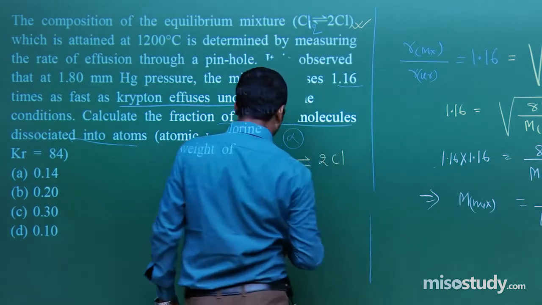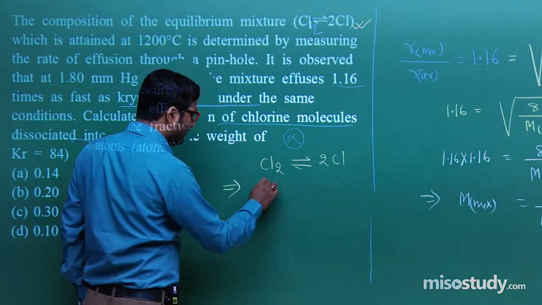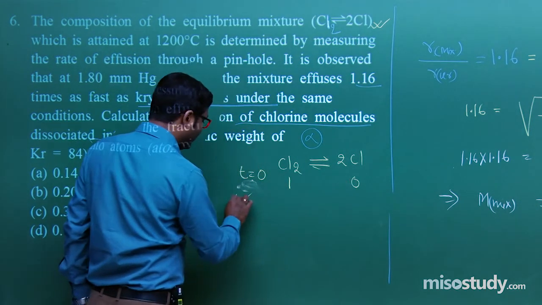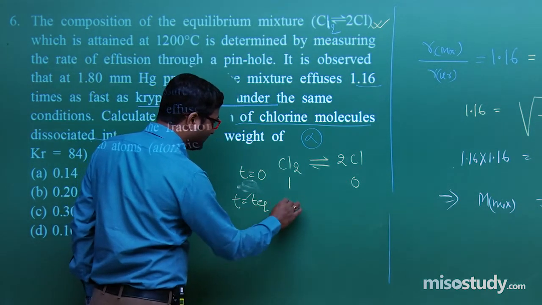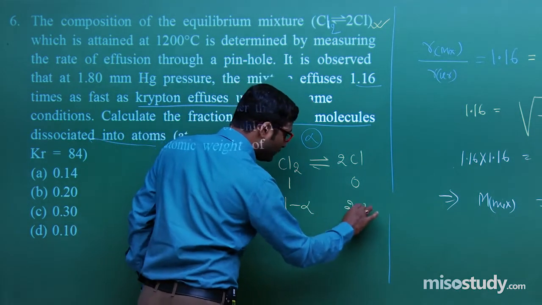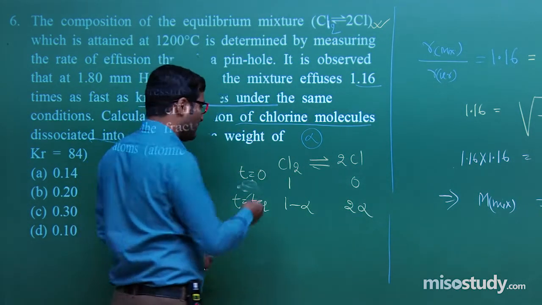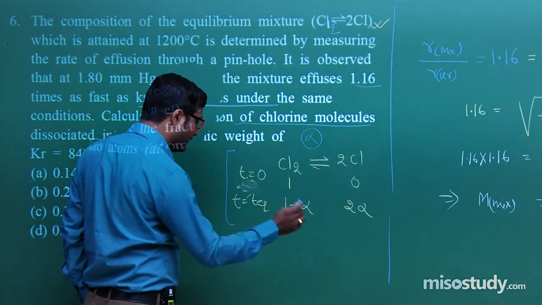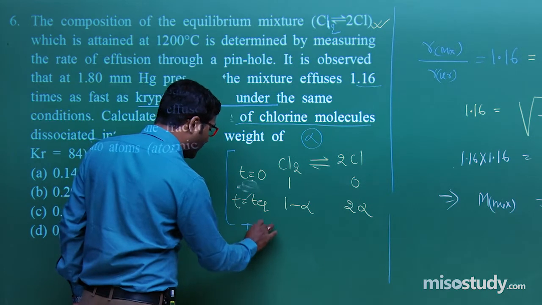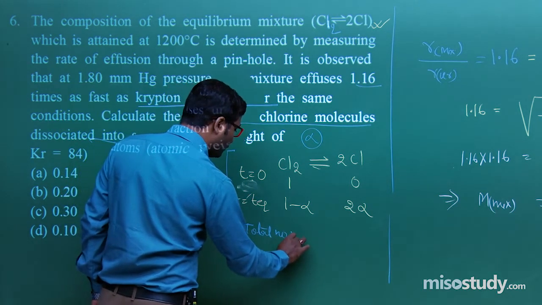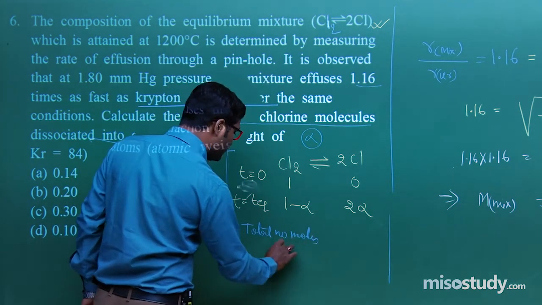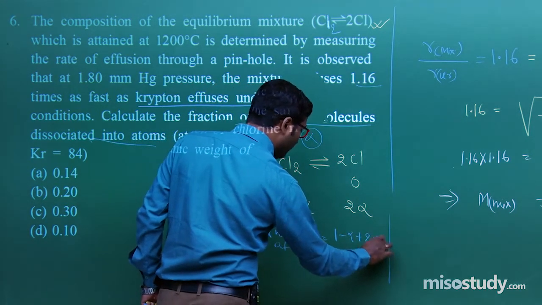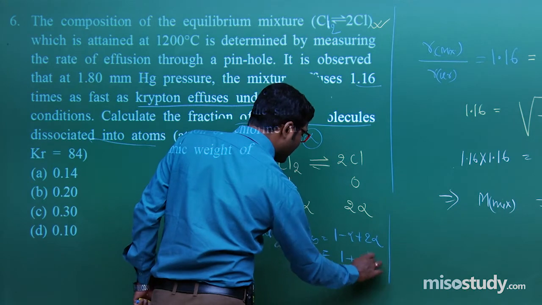I am moving here. Look at what I am telling. If the number of moles at time t equal to 0 is 1 and 0, then at t equilibrium it is 1 minus alpha and 2 alpha. This is the expression as we have discussed in chemical equilibrium. Now, the total number of moles at equilibrium is 1 minus alpha plus 2 alpha, that is equal to 1 plus alpha.